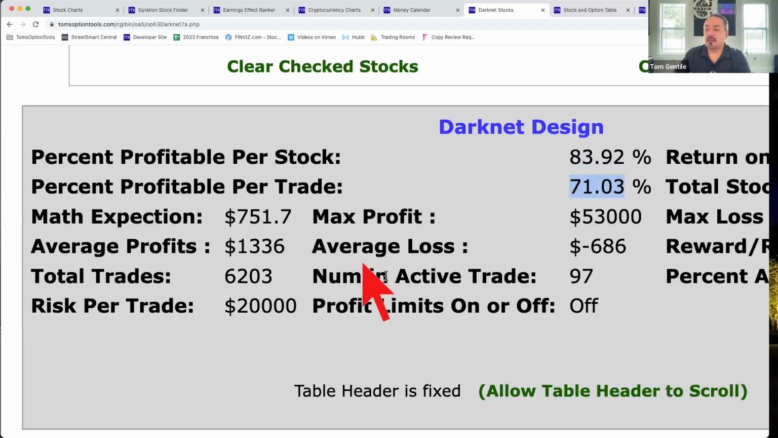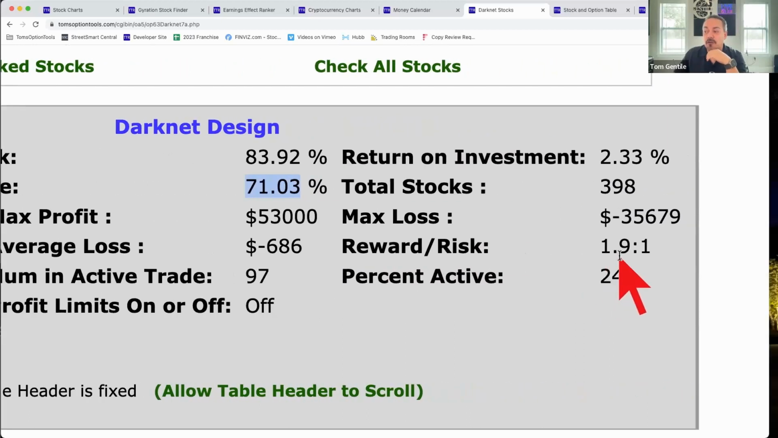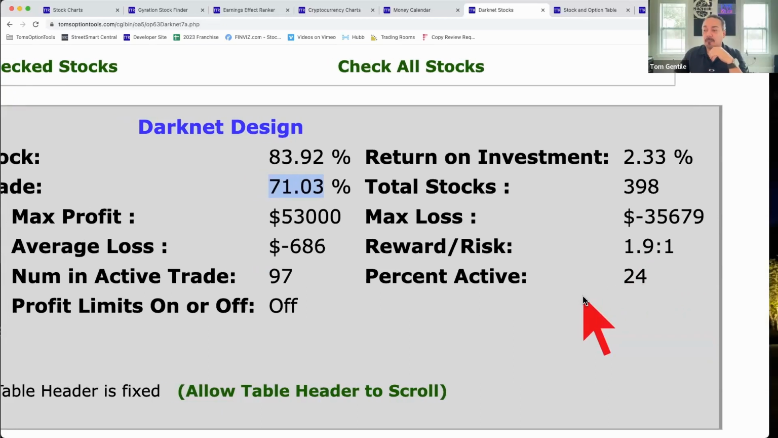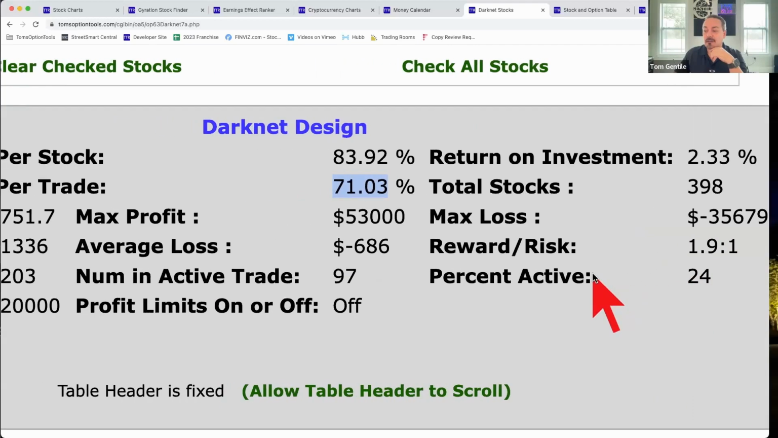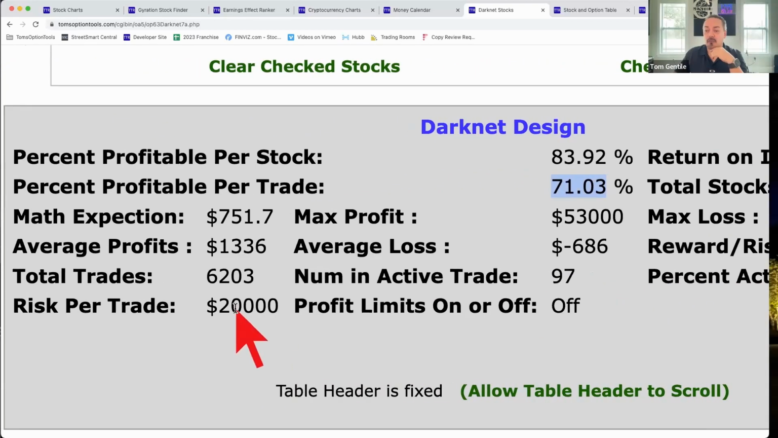Another thing we like to look at is max expectation, and that's, in this case, $751 positive. Positive number is great. Average profit, $13.36. Average loss, $6.86. That's where we come up with our math expectation. Our reward to risk ratio was 1.9 to 1. Now, I want to make sure everybody understands something, because you're seeing max profit 53,000, max loss 35,000. That's based on a $20,000 risk.